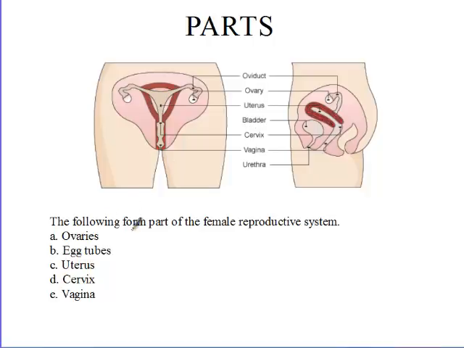The following form parts of the female reproductive system. We have the ovaries, just as I stated. We have the egg tubes, or what we call the oviduct. There's also another name for it, which we will learn later on. We have the uterus. This is the womb. We have the cervix, and then lastly, we can talk of the vagina.